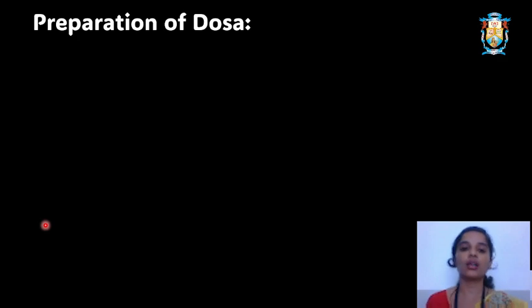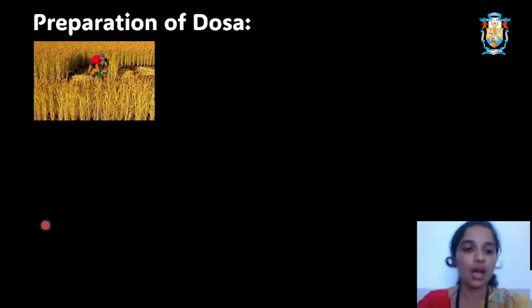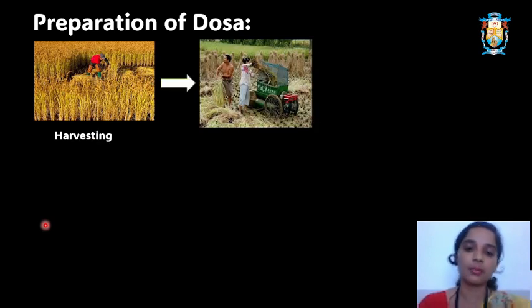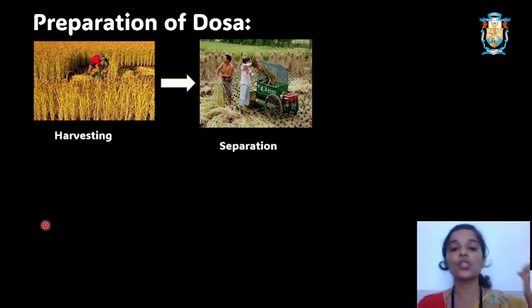If I talk about the preparation of dosa, we can take this as an example. How is the harvesting done? The paddy is harvested once it turns to its maturation period, and you can see the mature yellow colored paddy. Then the grains are separated. Here the modern method of separation is shown. Traditionally we can use wooden stands, where we have to separate it manually.